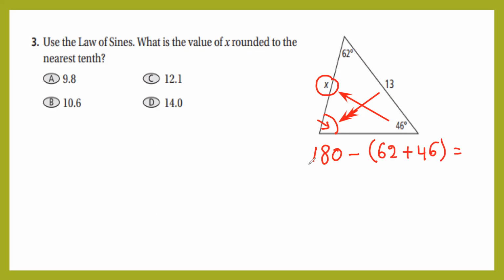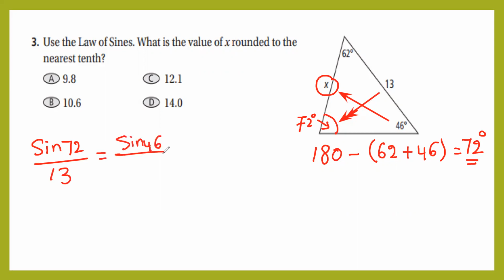So, okay, now you can calculate it very easily. 180 minus, open your parentheses, 62 plus 46, close your parentheses. The answer is 72 degrees. Yes, so here it is, 72. Now I think you can use the sine law very easily. So sine 72 divided by 13 equals sine 46 divided by x. Now simply use cross product.